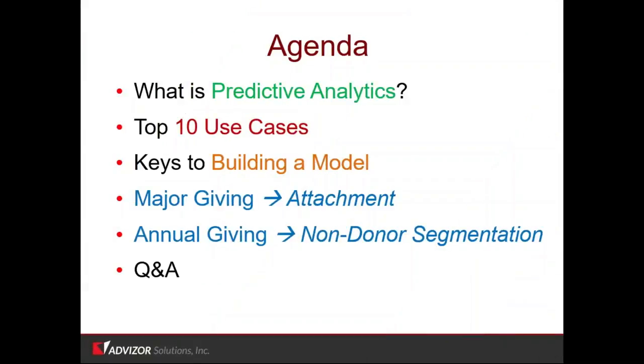So the agenda: we're going to spend a few minutes on just what is predictive analytics. We're going to look at the top 10 use cases that we see in our work in fundraising. We're going to go through the keys of building a successful model. And we're going to look at one and actually build one on major giving for attachment, also known as engagement, annual giving, and we're going to look at segmenting non-donors into more likely, middle likely, and least likely populations. These are probably the two most common uses of modeling that we see in fundraising.